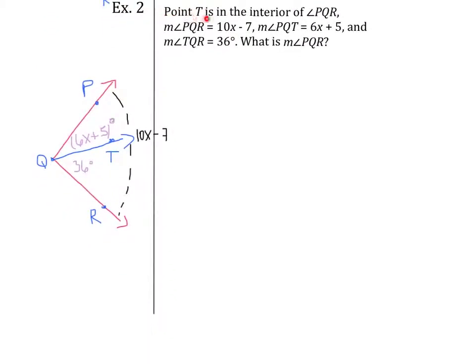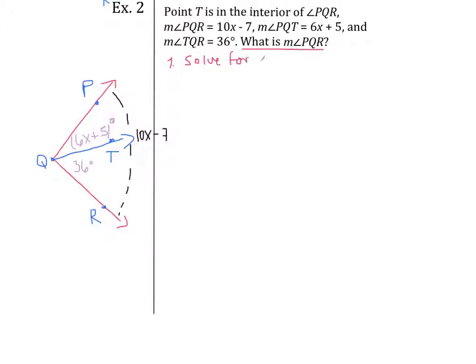This one says point T is in the interior of angle PQR. So there's point T here, and this is angle PQR, and the measure of angle PQR is 10x minus 7. So the big angle PQR is 10x minus 7. Now angle PQT is 6x plus 5, and angle TQR, this angle, is 36 degrees. Now they want us to find the measure of angle PQR, but in order to do that, we first have to solve for x. That's our first step.